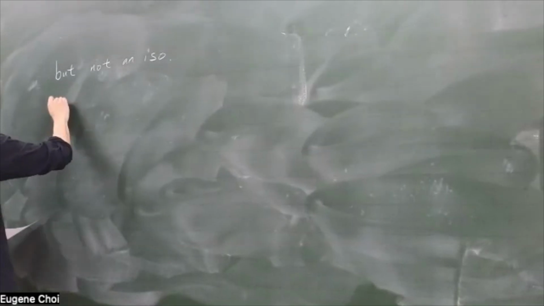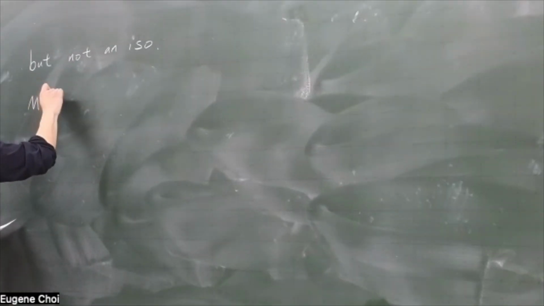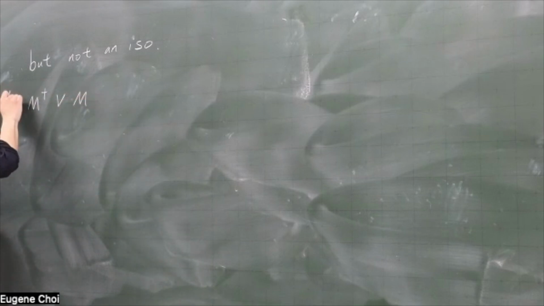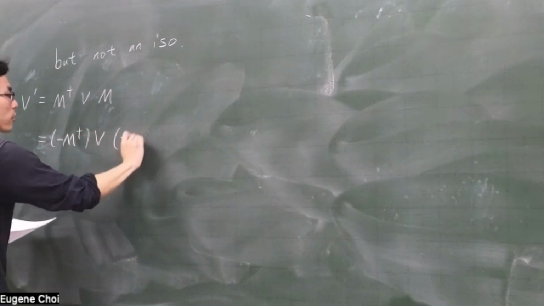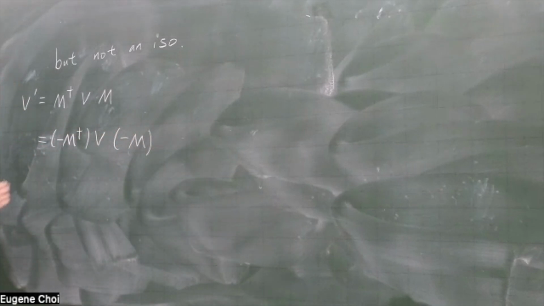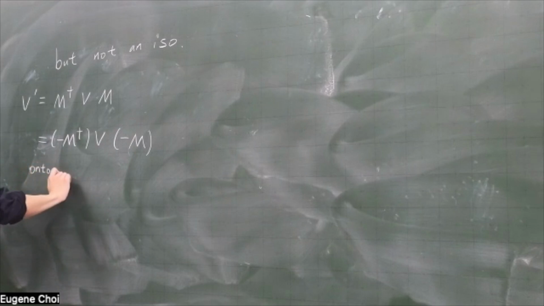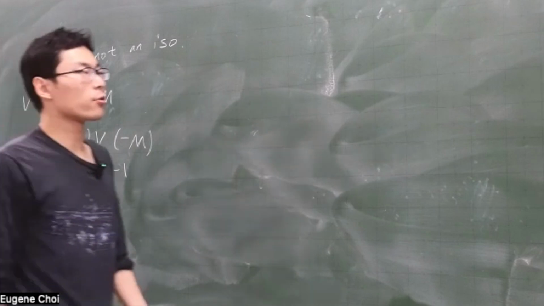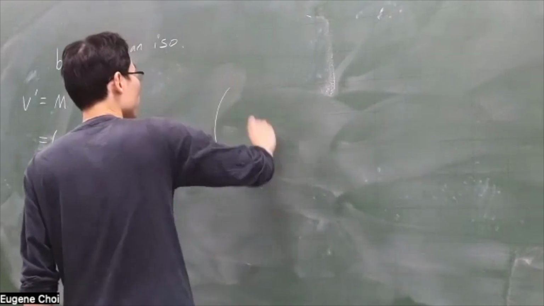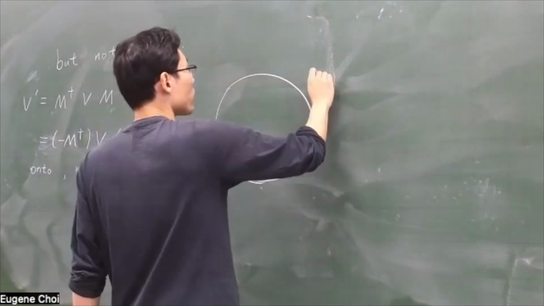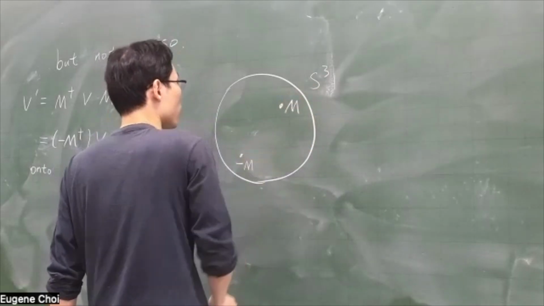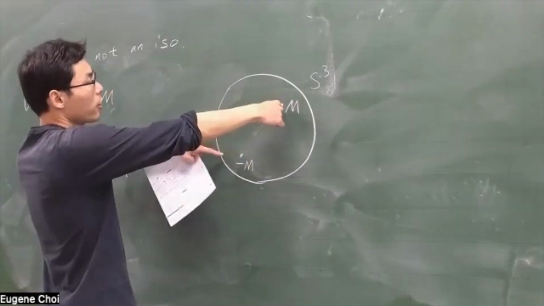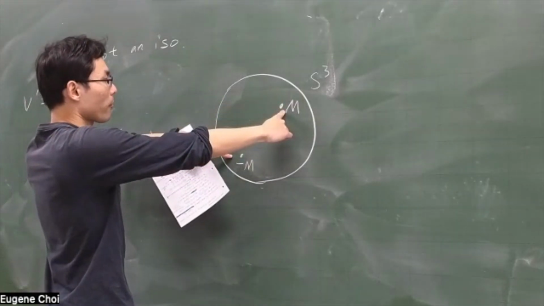Because remember the action on V is M dagger V M is V prime, but also this is equal to minus M dagger V minus M. In other words, this homomorphism is onto but not one-to-one, because M and minus M are sent to the same element in SO3. So if I have a 3-sphere as SU2, SO3 is kind of identifying the two opposite, namely the antipodal points on your S3.